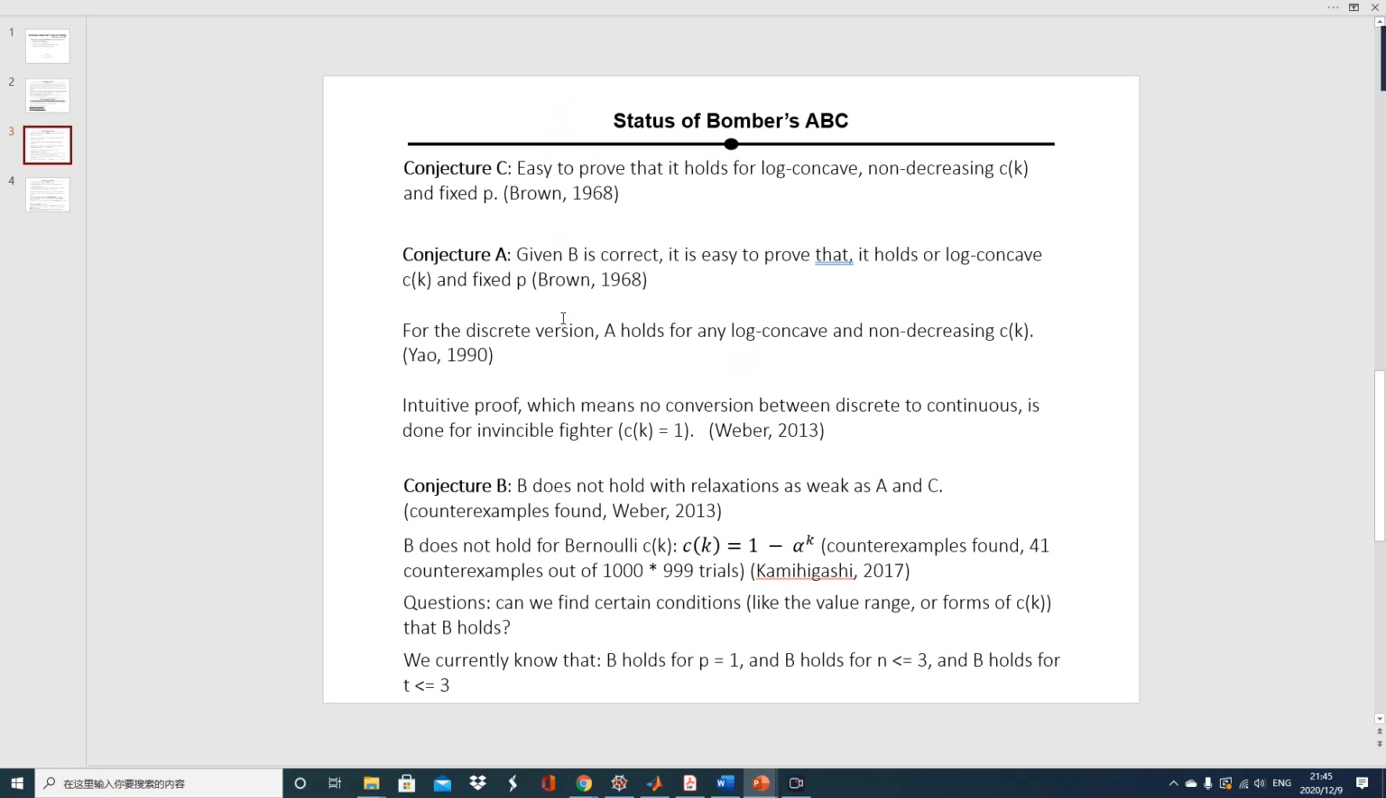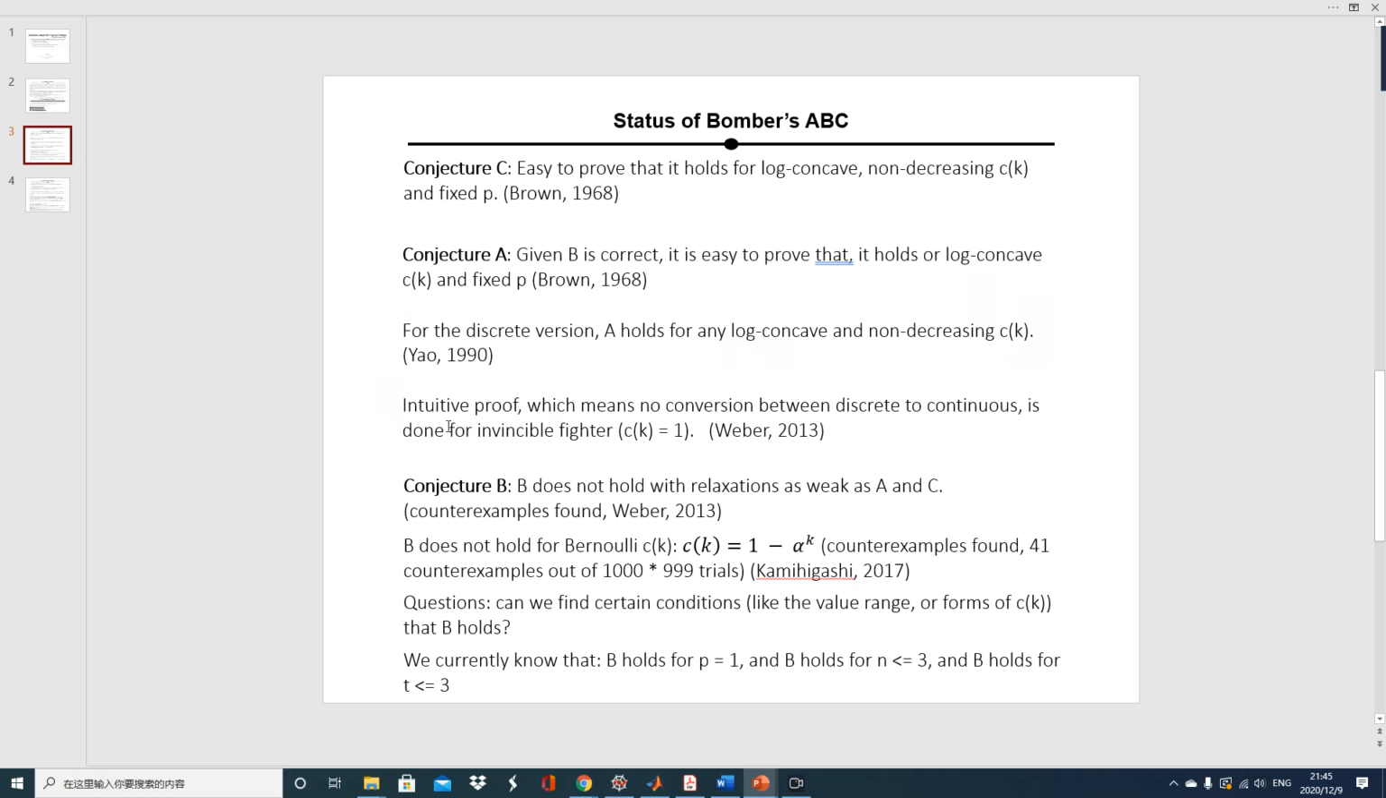So, as I said, A, B, C, they are conjectures. What about the current status of proving their correctness? For conjecture C, it is very easy to prove that it holds for non-concave and non-decreasing ck. Conjectures A and B are more tricky to prove. For A, we know that if B is correct, then it is correct. Or we know that A holds for any non-concave and non-decreasing ck.